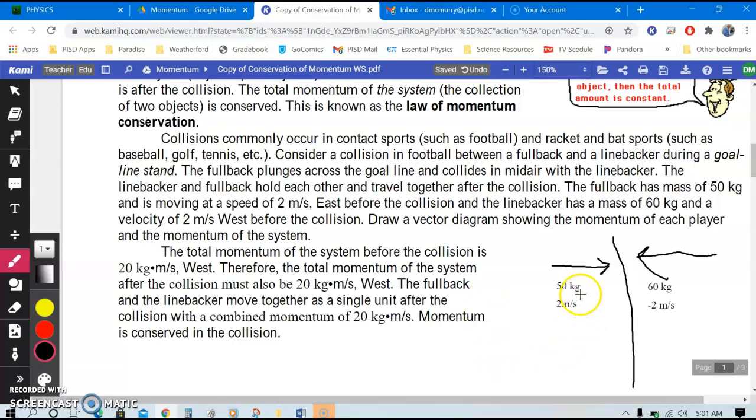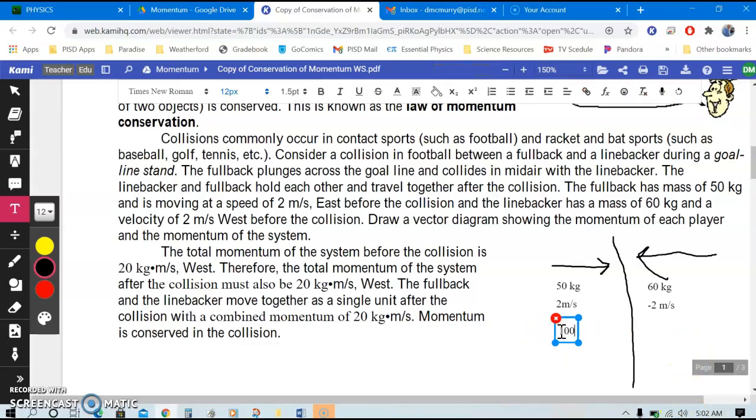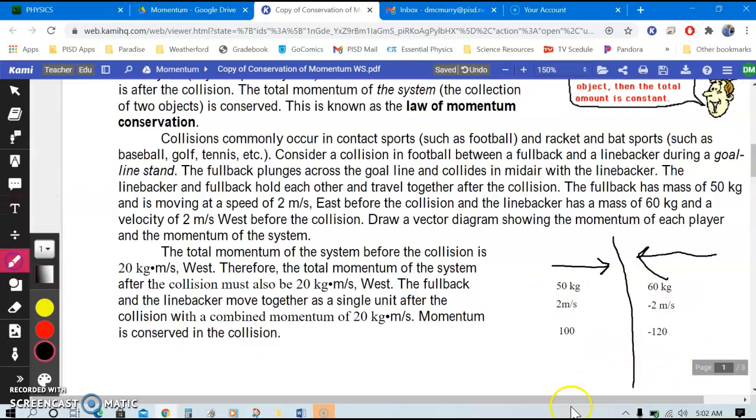Before the collision, 2 times 50 gives us 100 units of momentum, actually kilograms times meters per second, but I'll write that down. On this side, we have negative 120. So the net momentum before they hit is 20 units. What direction is it going to be in? It goes in the direction of the bigger number, so it's going to go this way. So the momentum is greater.